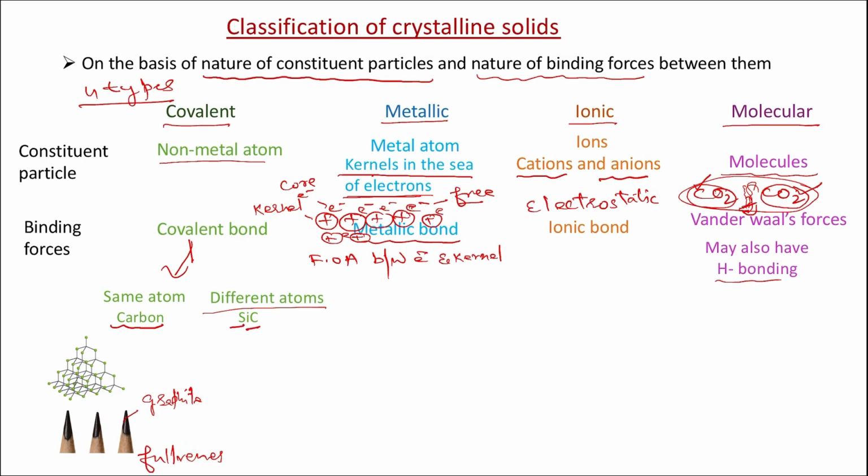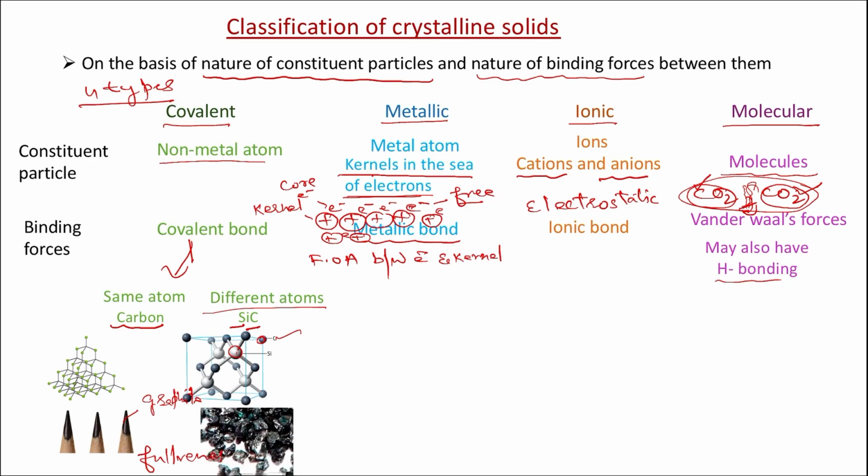So two different atoms, silicon and carbon, arranged in a three-dimensional network. So this is the unit cell of silicon carbide, where the large size atom is silicon and the small size atom is carbon, and they are arranged in a very regular pattern. That's why they form crystalline solids. Okay, and if we look at it normally, it looks like this.